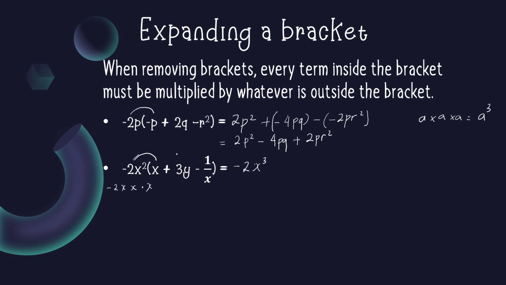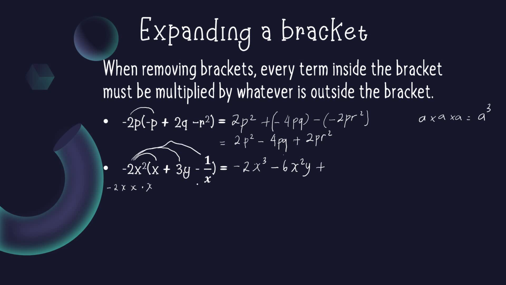Next, the second one, positive times negative will be negative. You can directly do that. 2 times 3 is 6. X squared times y, x squared y. And then negative times negative is plus.